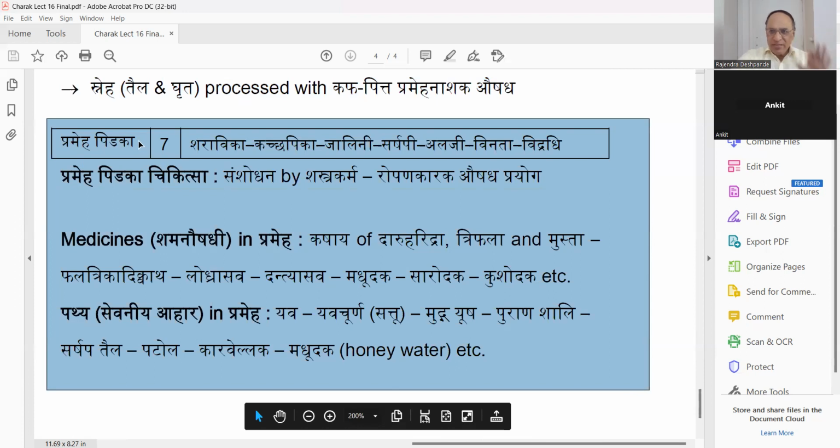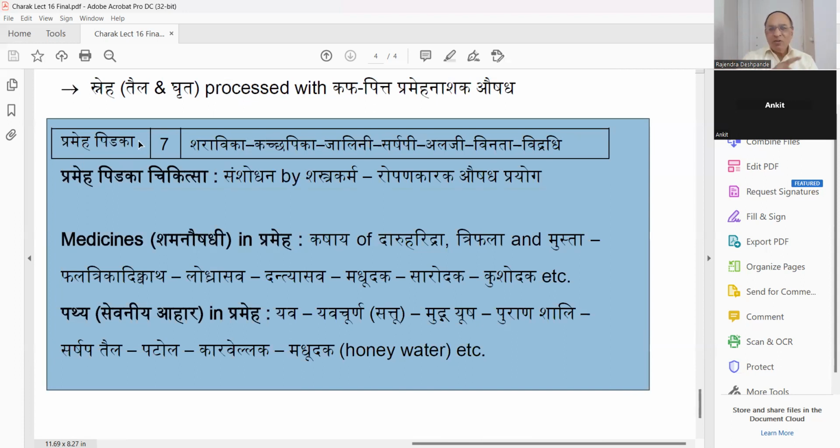It is always asked, how many Prameha Pidaka are there? 4, 7, 3, 8. You must write 8, and the names are also asked. This can be a short note for your examination: Prameha Pidaka, short note. Write down. Sharavika, Kachhapika, Jalini, Sarshapi. Alaji, Vinata, Vidradhi. So these are the names of the Prameha Pidaka.